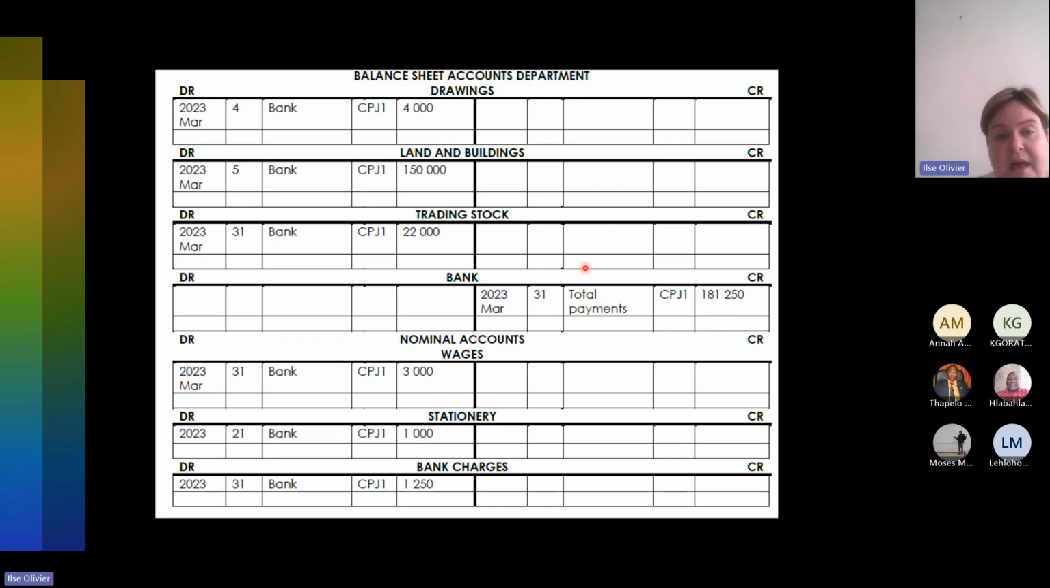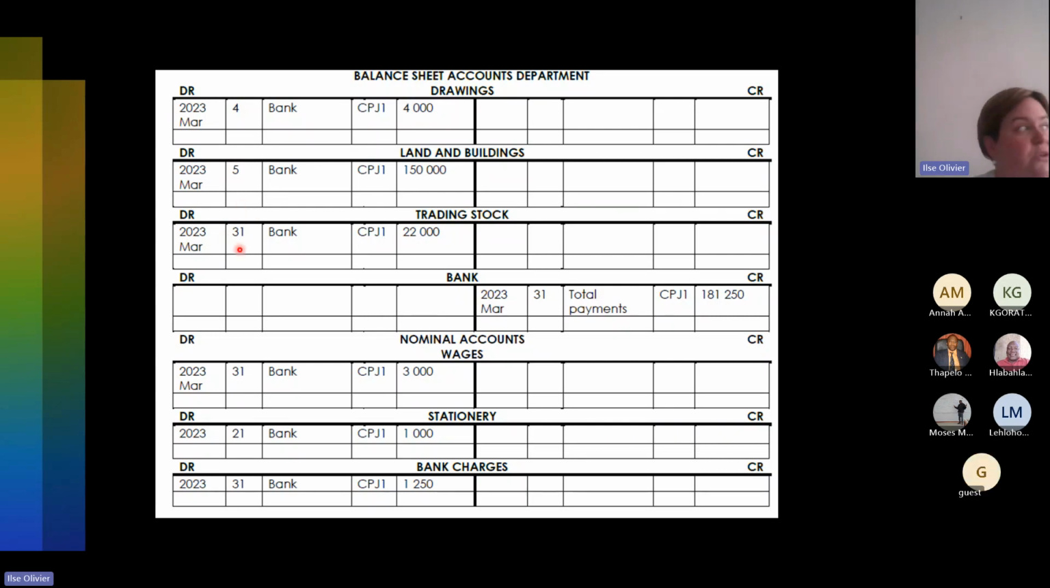The first column that we had was trading stock. Bank is credited, so trading stock will be debited. And the reason why we write the 31st now is because it is a column and it is the last day of the month, and that's why we write the 31st. Why do we write bank? Because that 22,000 Rand is included in the 181,250. So bank is credited and trading stock is debited.